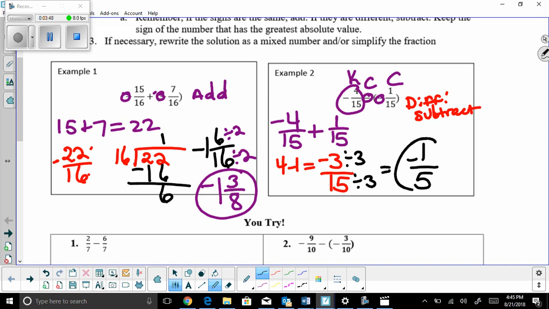Do not forget the negative sign. Negative 4/15 is bigger than 1/15. All right, go ahead and try the practice problems on your own.